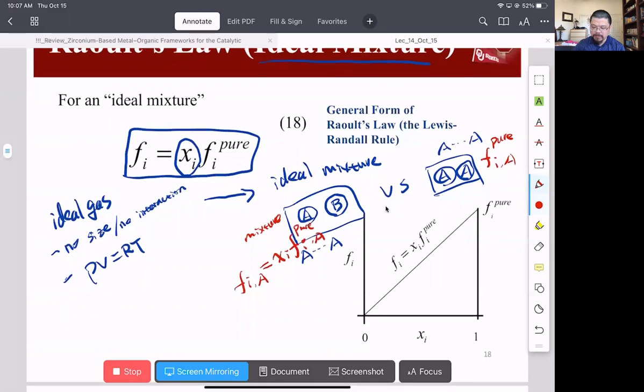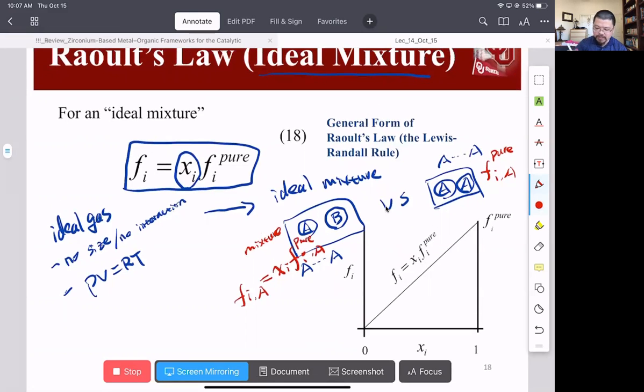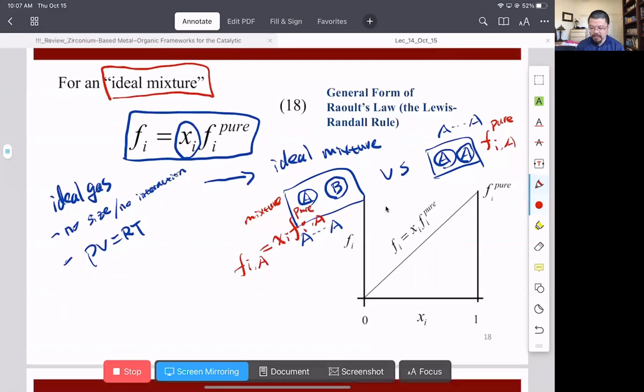So this is an assumption, but of course we need to satisfy the ideal mixture, and then we can utilize this equation 18. And it should be valid within the whole range of the mixture. Moving from 0 to 1, we shall have the value proportional to the pure substance. So that is the pure substance fugacity.